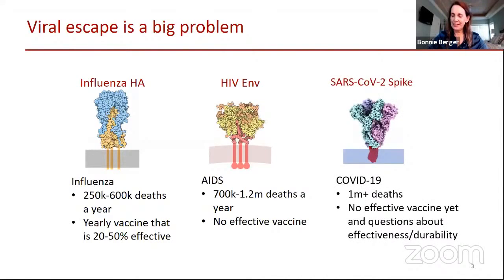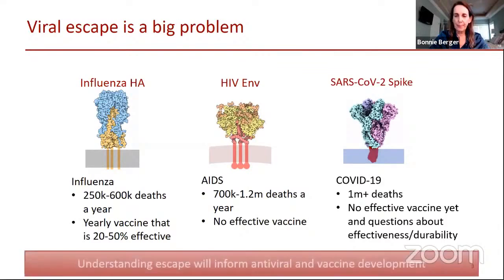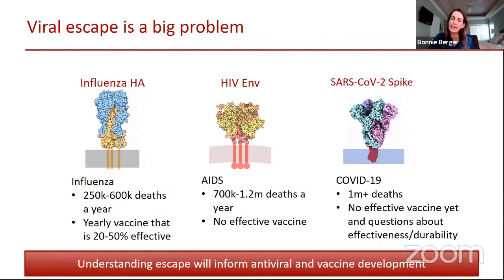Now, in the midst of this pandemic, we look at the spike protein on the surface of SARS-CoV-2, the virus that causes COVID-19. We wonder how prone it is to viral escape and whether we should be concerned about this. There's some evidence already that there is viral escape with this spike protein. Ideally, understanding escape and predicting escape will inform antiviral and vaccine development. And I'm more on the part on understanding escape.